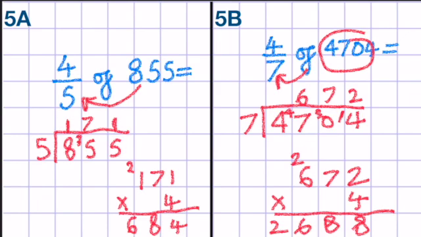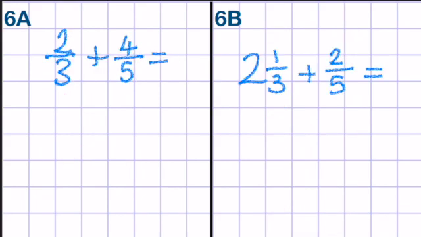We divided by 7, we've got 672, and then we multiplied by the numerator, which is 4. So 4 times 2 is 8, 4 times 7 is 28, 8 carry the 2, 4 times 6 is 24, 25, 26. Good. Okay, you now need to add sets of fractions. You can choose to do 6a or 6b, or of course, if you want extra practice, do them both. Press pause, then we'll do it together.